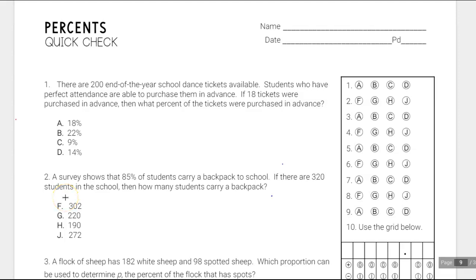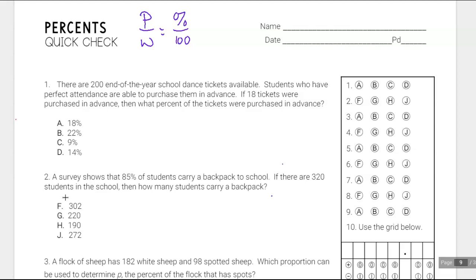All right, good evening. We are going to be going over percentages real quick. Anytime I'm dealing with percentages, I need to remember the percent proportion: part over whole equals percent over 100. That will work on any percentage problem anytime. Let's look at number one.